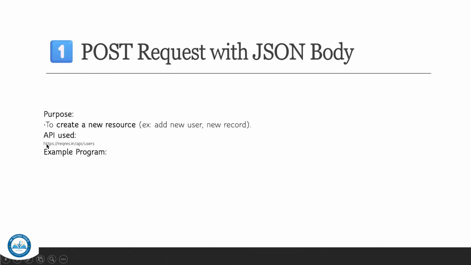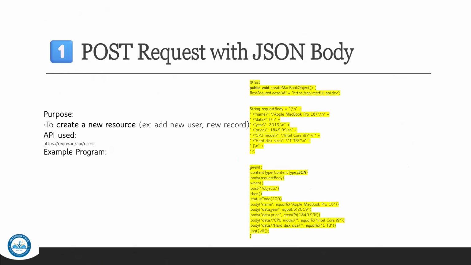Okay, so we have the sample API URL here, but there is an issue with this website. This post API is not working due to a missing token issue. So that's why I'm going to choose a different website for post request validations. So this is how the code looks like.